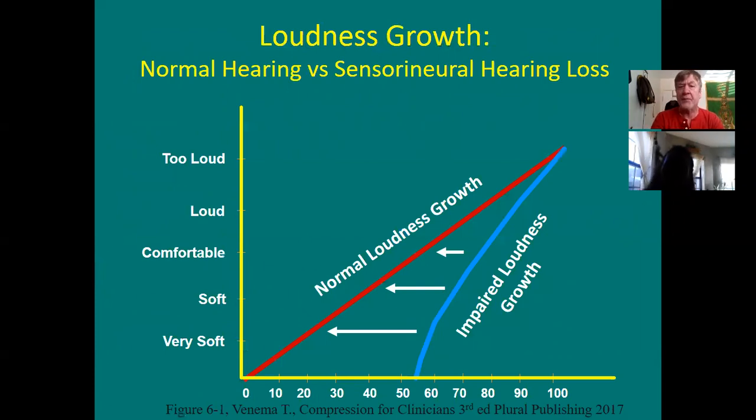This slide right here. Look at your decibels from 0 to 100. And now look at the vertical axis. That's your perception. So this is physical acoustics on the horizontal. This is psychoacoustics on the vertical. And when you look at the red 45-degree angle line, you're looking at normal hearing. And so with normal hearing, 10 to 20 sounds soft. With normal hearing, 50 to 60 sounds comfortable. With normal hearing, 100 sounds too loud.